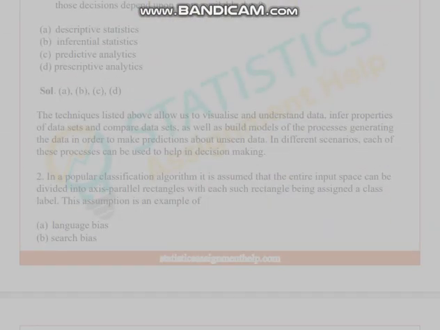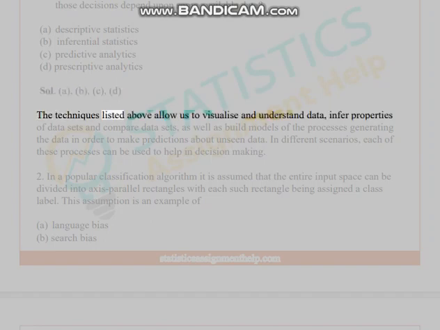1. Which among the following techniques can be used to aid decision-making when those decisions depend upon some available data? A. Descriptive statistics. B. Inferential statistics. C. Predictive analytics. D. Prescriptive analytics. Sol. A, B, C, D.